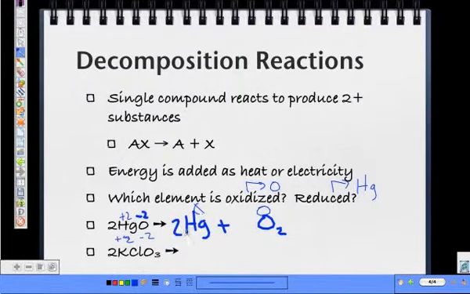Only if they're in their free elemental form. So for decomposition, probably, because they are breaking up into them usually.